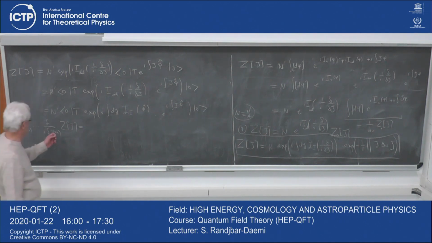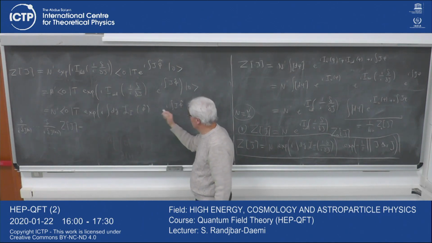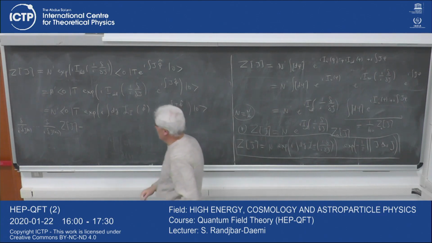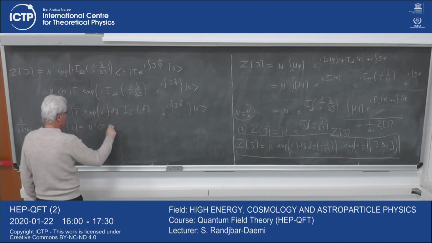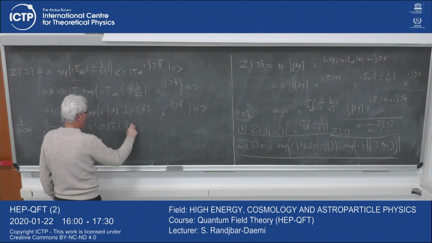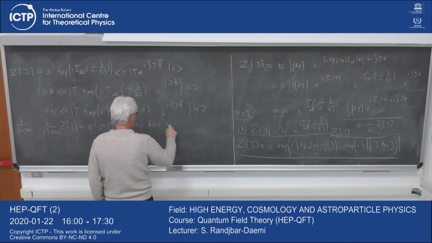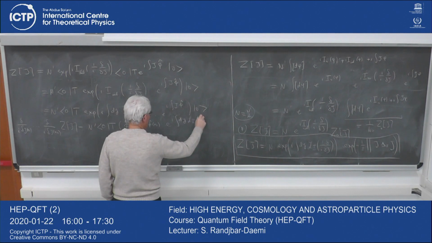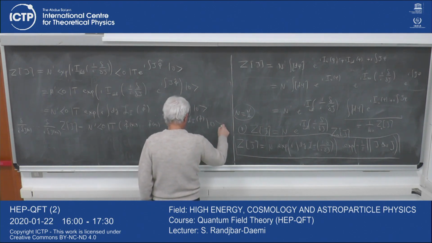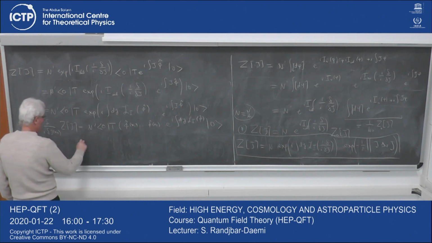This will tell you that every time you hit it by d by dj, the only place where it actually acts is the exponential. There is no j here, therefore it will bring down a factor of phi hat. So it will be phi hat x1, phi hat xn times exponential of i L_I of phi hat, ground state.